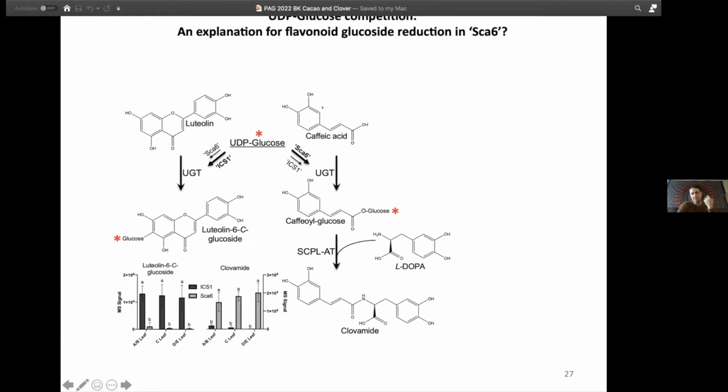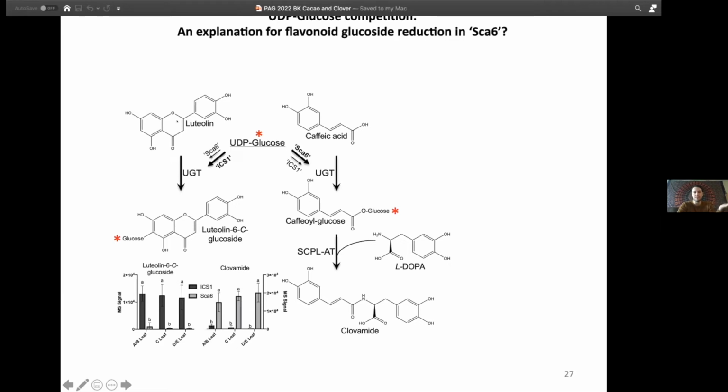And so this over here on the right side is that UGT SCPL option that I showed before. And we know that UGT enzymes use a co-substrate called UDP glucose. So if scavina-6, hypothetically, is using a UGT pathway, it's going to be hogging a bunch of UDP glucose relative to ICS1 to make clovamide. So there's going to be less UDP glucose available for flavonoid glycosylation.